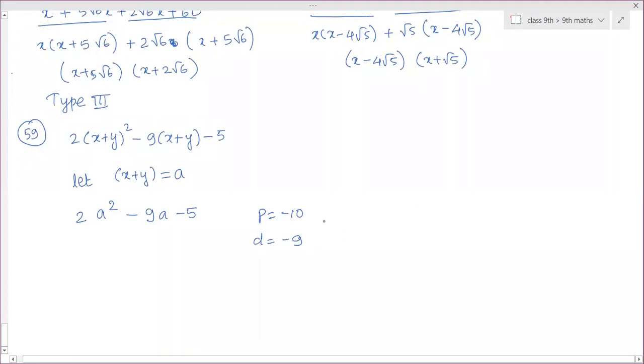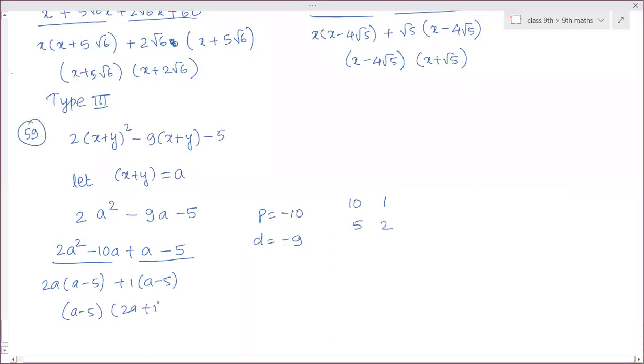Which are the numbers? 10. So the factors are either 10 into 1 or 5 into 2. That is only two factors. Plus 10 and plus 1. And 10 and 1 only, the difference of 10 and 1 is 9. So the larger number should have the middle term's sign. Larger is 10. So minus 10a plus a minus 5. Factorize: 2a common, a minus 5, plus 1 common into a minus 5. So we get a minus 5 into 2a plus 1.